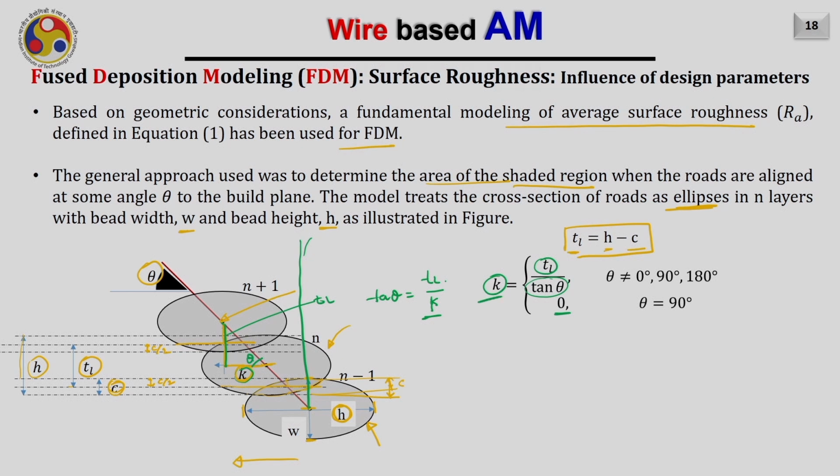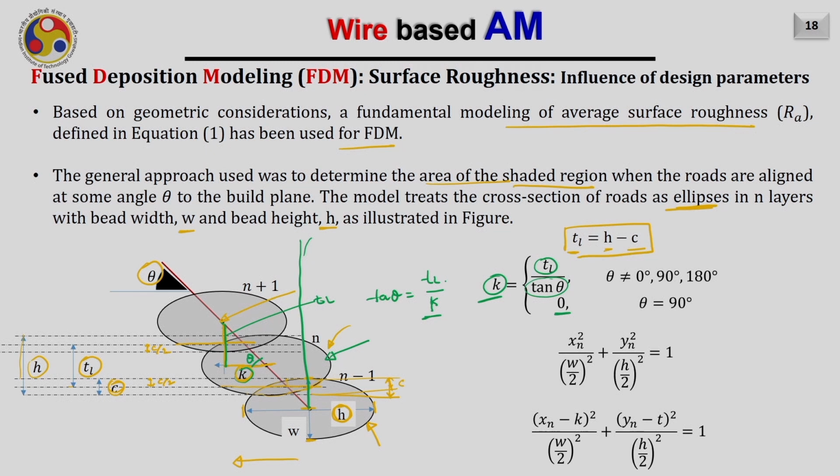Now, I can easily find out, if I know the equation of this nth ellipse, and this equation is given as xn square divided by w by 2 square, that is the distance from here to here, maybe the major axis, and the minor axis is h by 2. So xn square divided by w by 2 square plus y square divided by h by 2 square equals 1. So this is the equation of the ellipse at the nth layer.